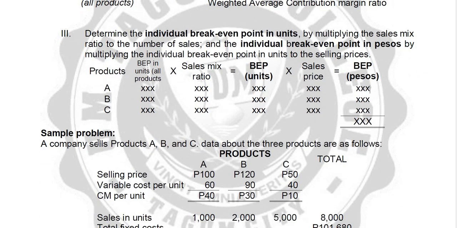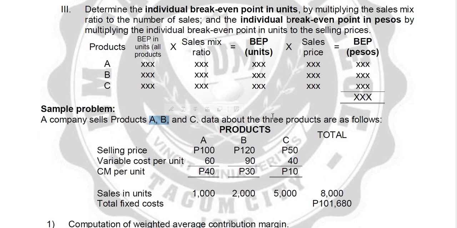So, itong company nito sells products A, B, and C. So, ito yung kanyang data about the 3 products. So, you have the respective selling prices, the variable cost per unit, and then you also have the contribution margin per unit. Ito yung kanyang sales in units, 1,000, 2,000, tsaka 5,000. So, ang total mo is 8,000.